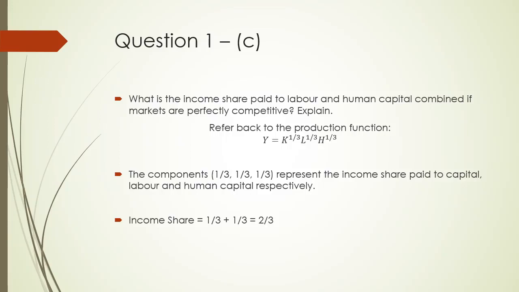What is the income share paid to labor and human capital combined if markets are perfectly competitive? So if you refer back to the production function, the components, aka the powers, represent the income share paid to the different components respectively. If you're looking to combine them, you simply need to add them together and find that the total share is 2/3.